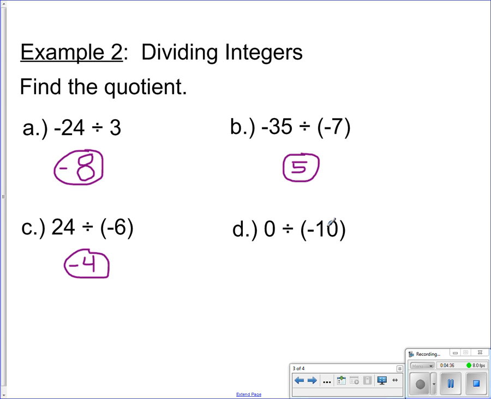D, 0 divided by negative 10. If you have 0 divided by any number, your answer is 0. 0 is neither positive nor negative, so it doesn't matter what the sign is. So I'm just reminding you of that. Now remember, you cannot divide by 0. It is impossible to divide by 0. Okay? And that's our dividing integers. If you're not done writing it down, pause it. I'm going to move on to our final slide, which is going to be our problems for tonight.